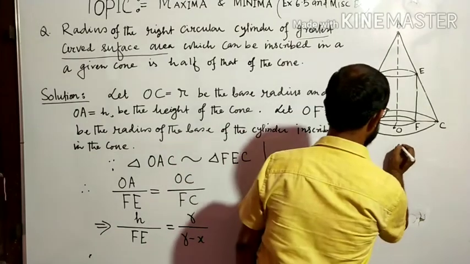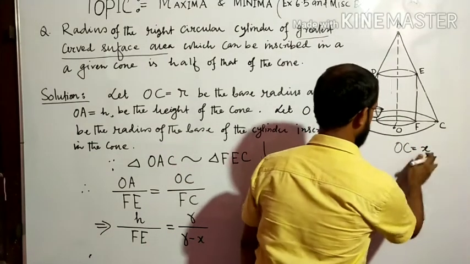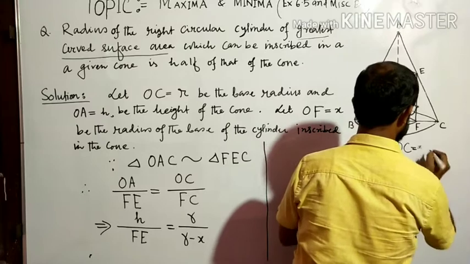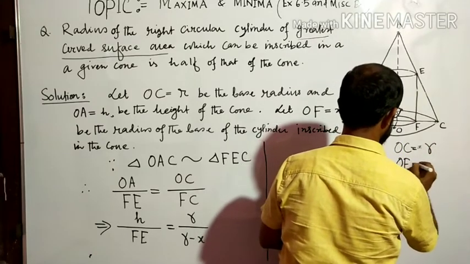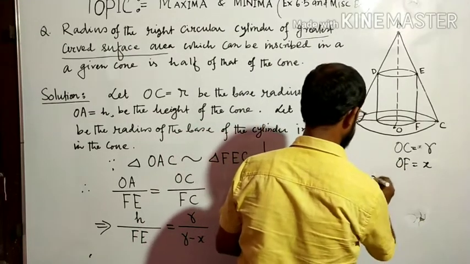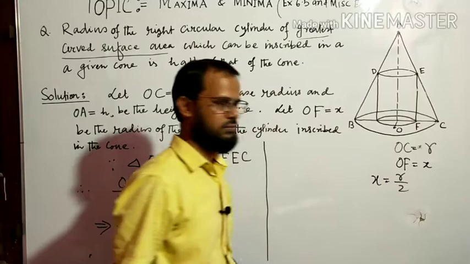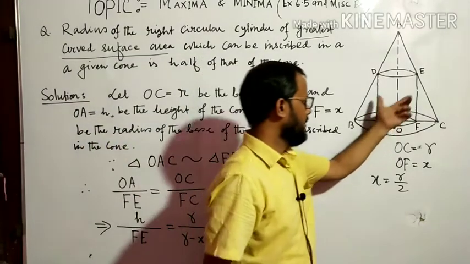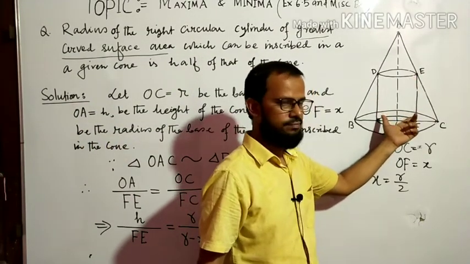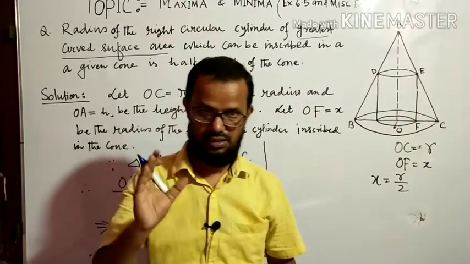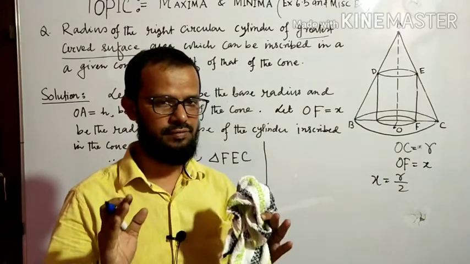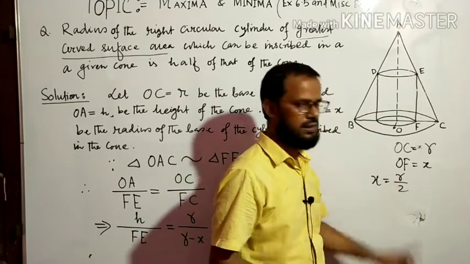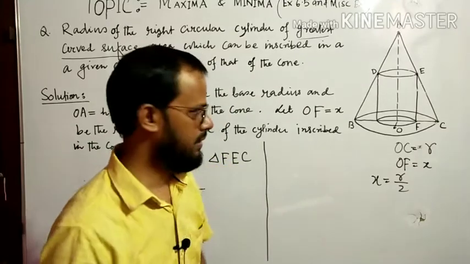Suppose OC equals R and OF equals X. You have to show that X is equal to R by 2, or that R is equal to twice X. When the cylinder has the greatest curved surface, at this time the radius of the cylinder will be equal to half of the radius of the cone. This is what you have to show.